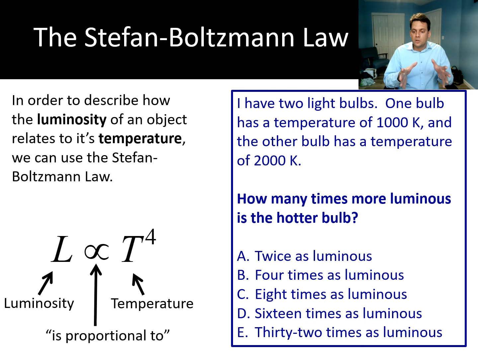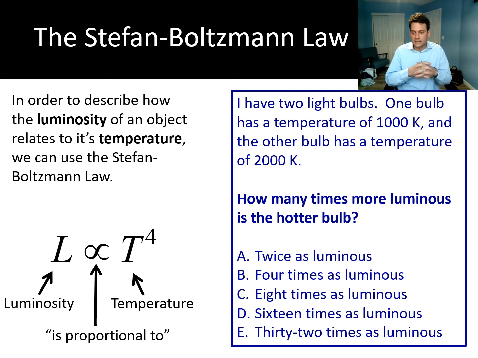The fourth power just means that you multiply the temperature by itself, by itself, by itself, 4 times. So if the temperature were 2 Kelvin, you would take 2 times 2 times 2 times 2, and that would give you 16. If the temperature were 300 Kelvin, then you would take 300 times 300 times 300 times 300, and you would get a big number.